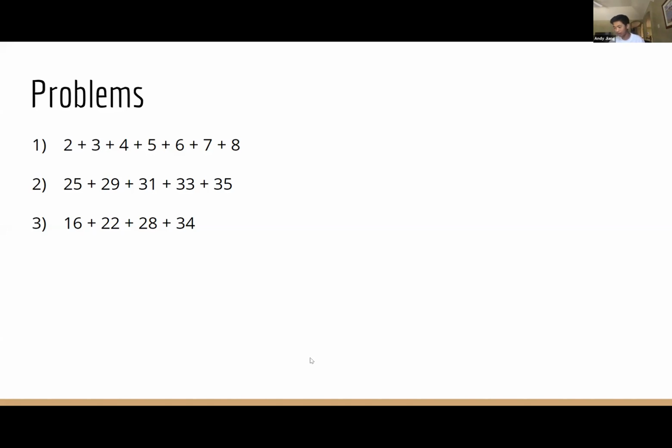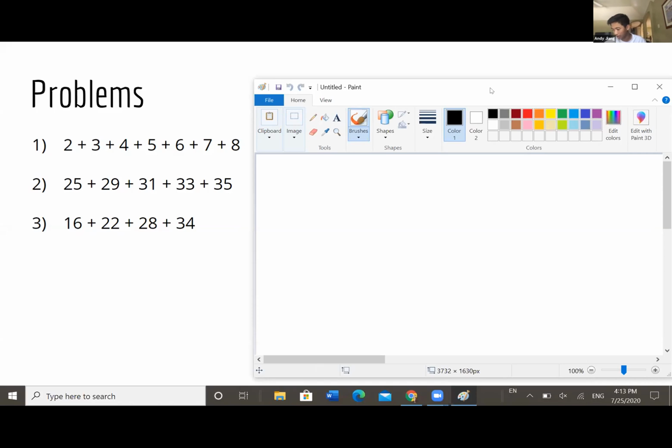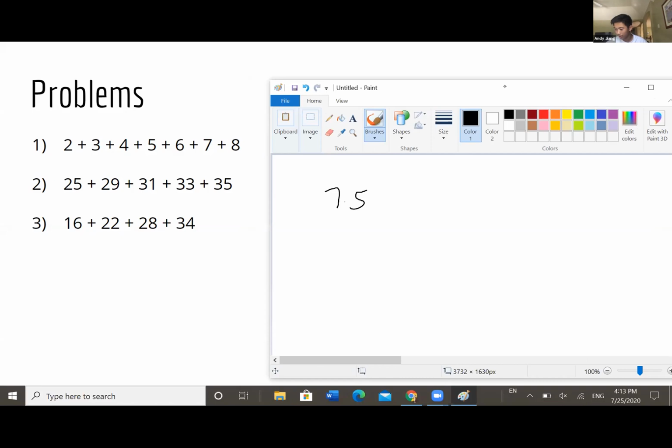Okay, so for the first one, I know there are 7 terms by looking at it really quickly. So 7 times the middle term, 5, 35. So really quick. Second one, 5 terms times the middle one, that's 155.